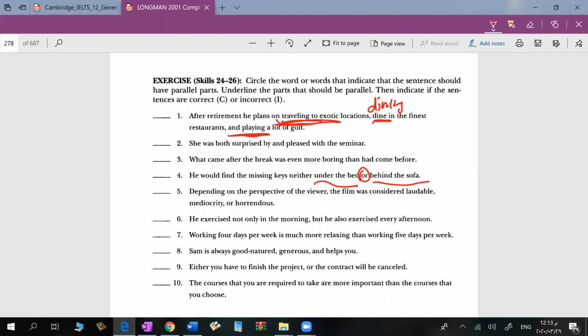Depending on the perspective of the viewer, the film was considered laudable, mediocrity, and horrendous. What do you think? Yep. Correct. Okay, laudable is an adjective. Horrendous is an adjective, but mediocrity is a noun. It should be mediocre. The adjective of mediocrity is mediocre.